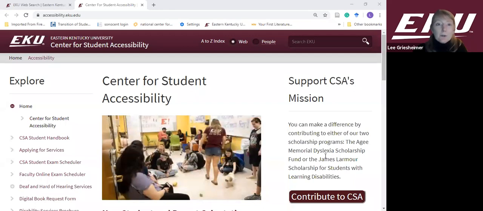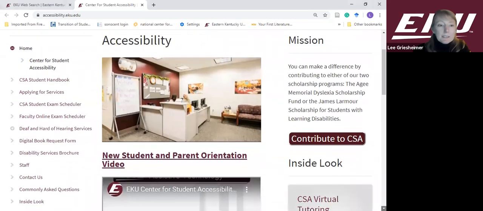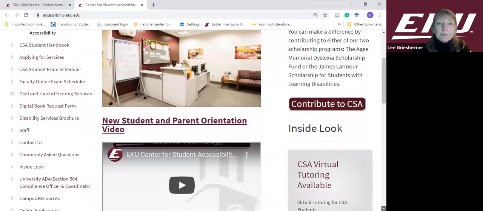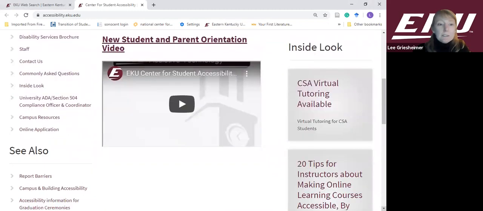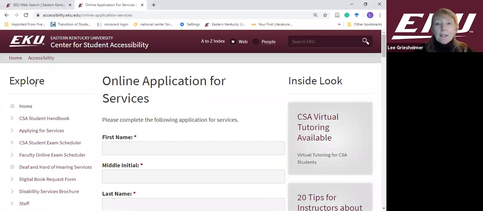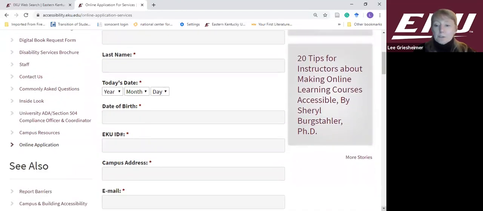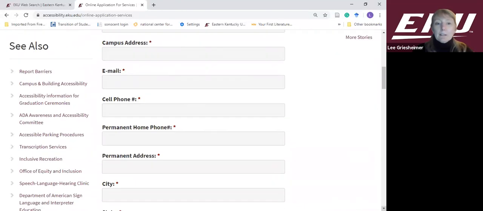And I'm going to take you to our website, which is accessibility.eku.edu. The first step in the process is to apply for services. So I'm scrolling down, and on the left, you'll see a button, online application. I am going to hit this button, and it's a fillable form. Pretty straightforward. I'm just going to scroll down a little bit so we can look at a few items.